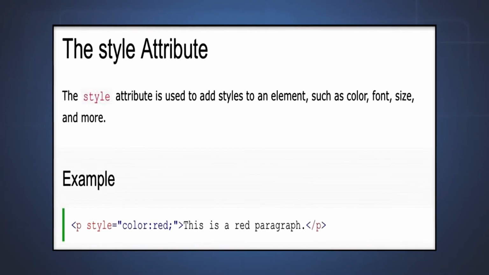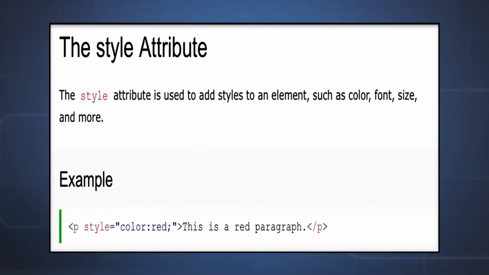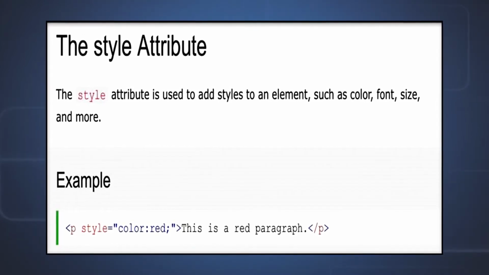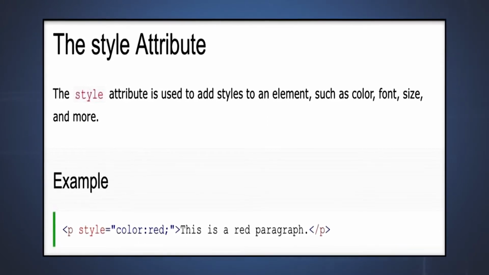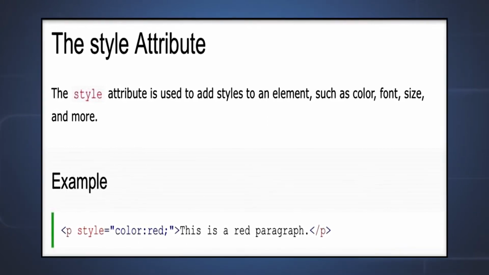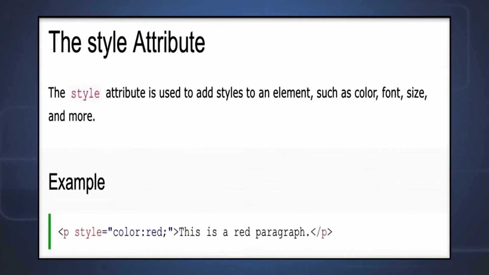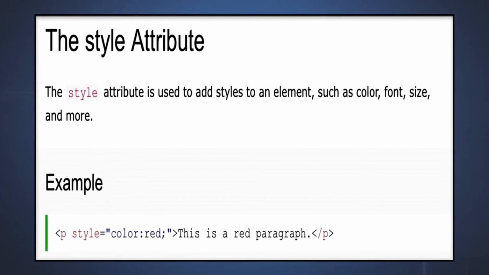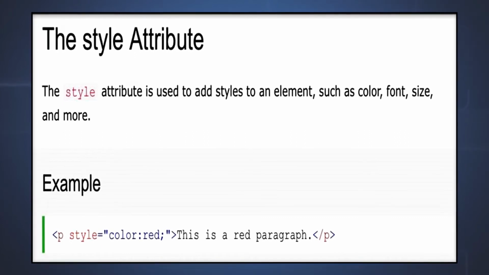The style attribute is used to add styles to an element such as color, font, size and many other things. For example, I can say p style is equal to, in double quotes, color colon red, close the brackets and say that this is the red paragraph because I have set the style to the color red. So anything that is displayed will be displayed in the red font. In case you want to have a different color like blue, then you edit this file and replace red with blue.